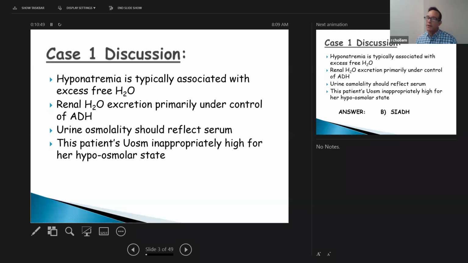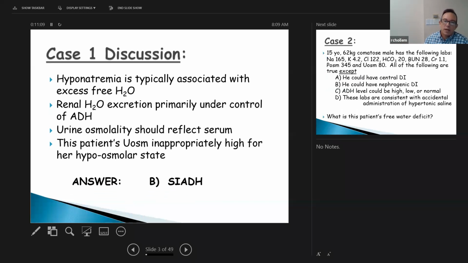Okay, it may not be a primary kidney problem, but urine should always match serum. So in this case, the patient's urine osmolality is inappropriately high for the hypoosmolar state, even though urine osmolality can go up to like 1200 to 1400. So it should have been 100. Because of that, it is an ADH problem, or SIADH. So an inappropriately high urine osmolality in the setting of hypoosmolality.